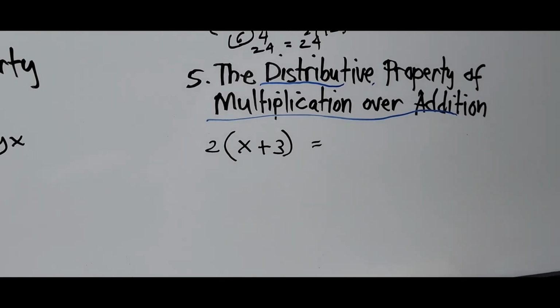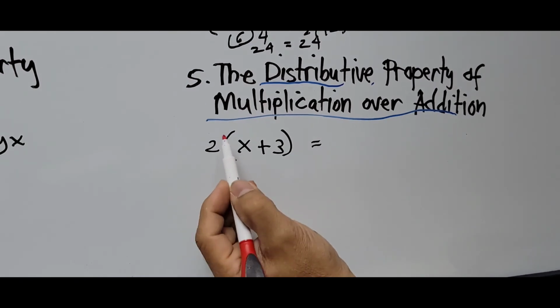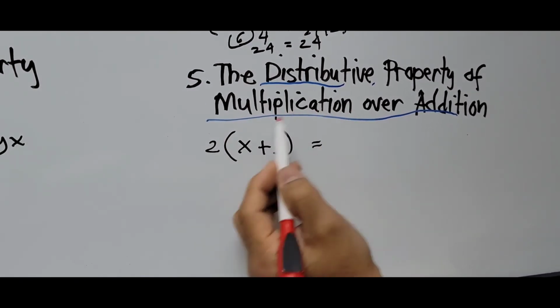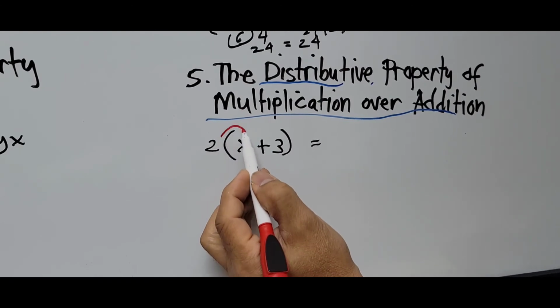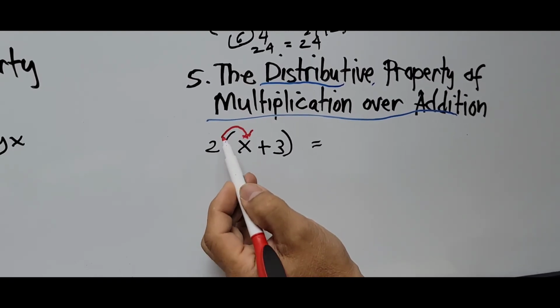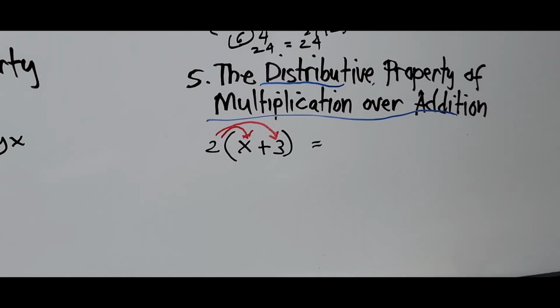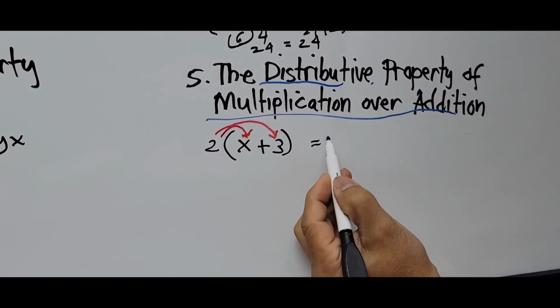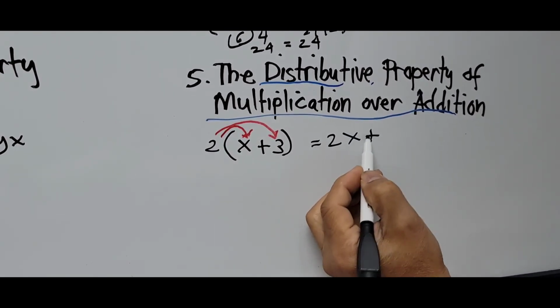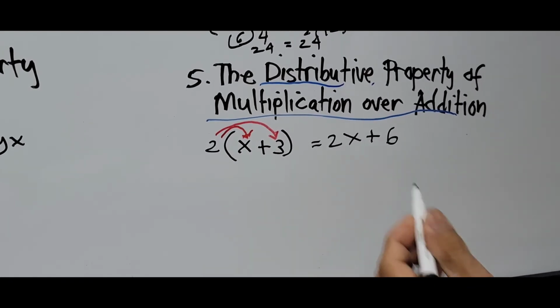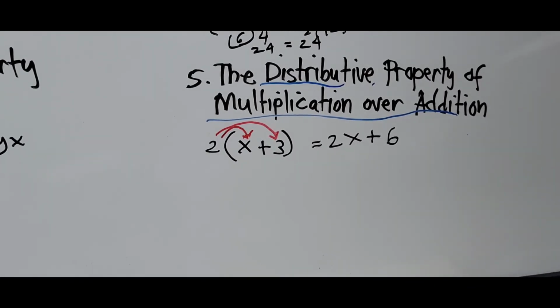The distributive property is like this. You distribute it. So at first, since this is multiplication, 2 multiplied to x, that's the first one, and then the next one is 2 multiplied by 3. So that's 2x, 2 times x, plus 2 times 3 is 6. That's how it works. The distributive property of multiplication over addition, the plus sign right there, addition.